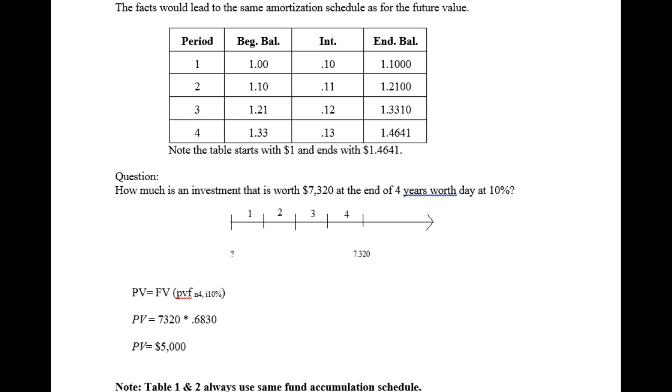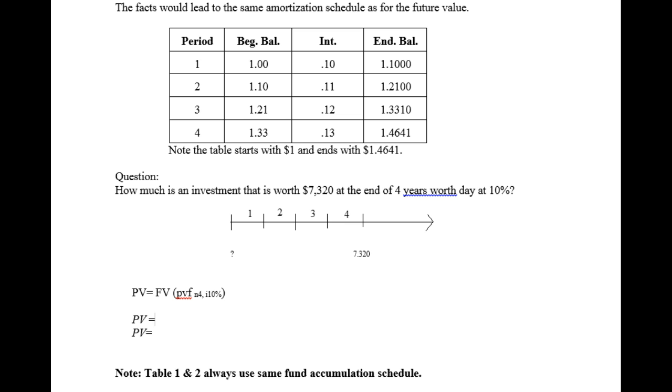Table 1 and Table 2 always lead to the same fund accumulation schedule. They start with the present value and they end with the future value. If you know the future value and you're trying to get back to the present value, you use Table 2. If you know the present value and you're trying to get to the future value, you use Table 1.